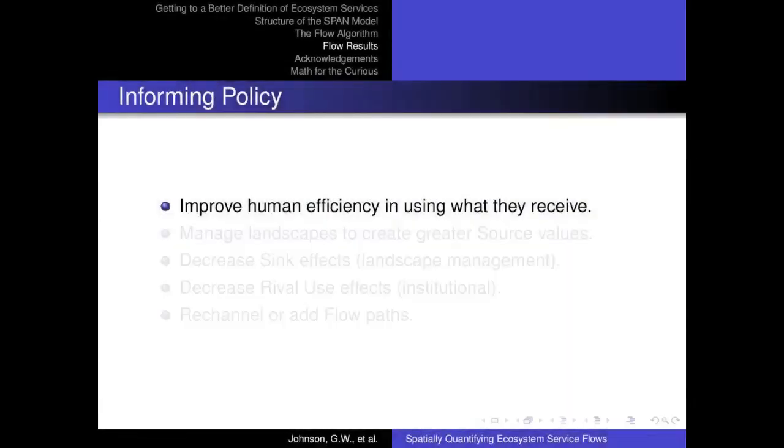Okay, and then you can use this stuff to inform policy, right? You might say, okay, well, maybe I don't want to actually do anything with the landscape, but I recognize that there's more potential service coming through here than is currently being tapped. So maybe we just need better technology or better institutions to access the resources that are actually moving through currently. So that might give you some targeting plans from the human side. Obviously, you can manage landscape to create greater source values, keeping the flows and the sinks the same.